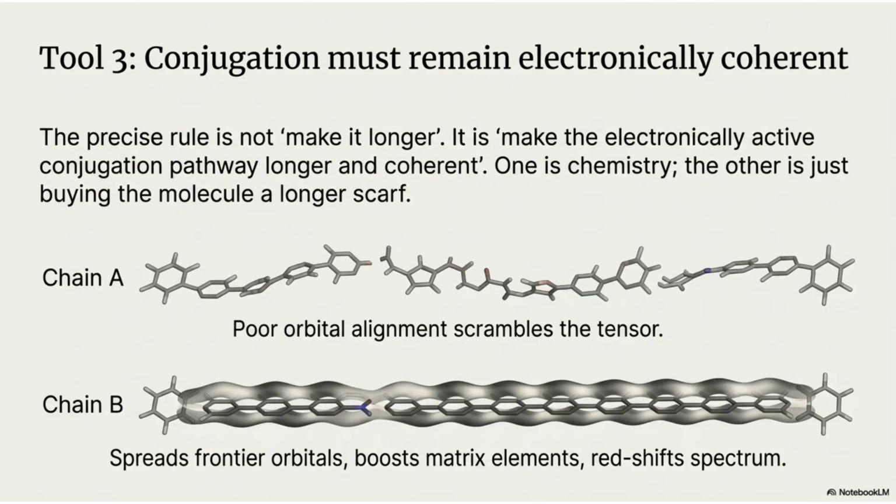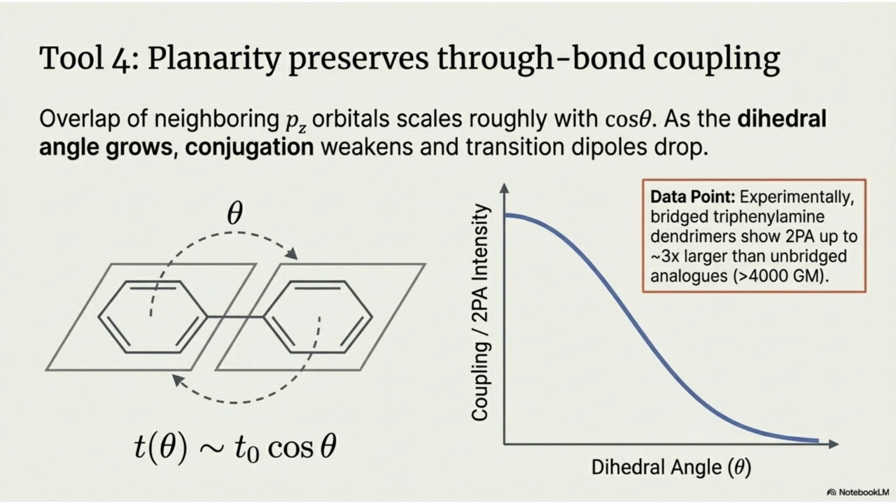For strong 2PA, conjugation must remain electronically coherent. It is not just about making the chain longer, but ensuring the electronically active conjugation pathway is both long and coherent, maintaining good orbital alignment. Planarity is essential as it preserves through bond coupling. As the dihedral angle grows, conjugation weakens, and transition dipoles drop, reducing 2PA intensity.